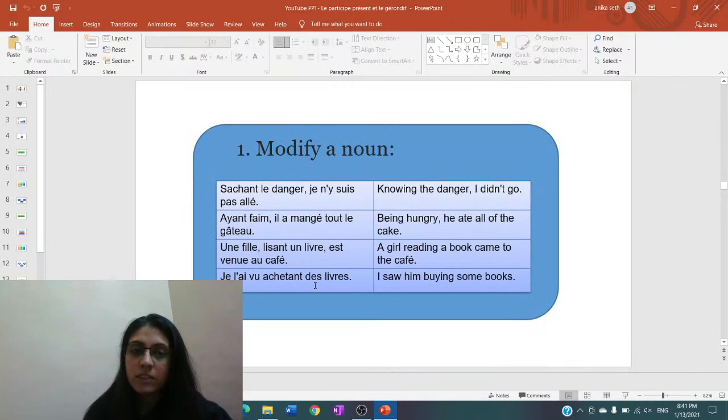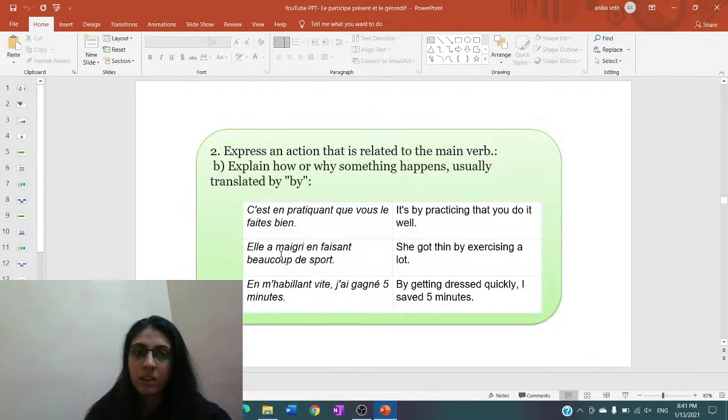So over here, une fille lisant un livre. So une fille qui lit un livre, we can use the relative pronoun over here. If we say une fille en lisant un livre, it means the girl came to the cafe while reading. It is not the same thing as a girl reading a book came to the cafe. Then next one is to express an action that is related to the main verb.